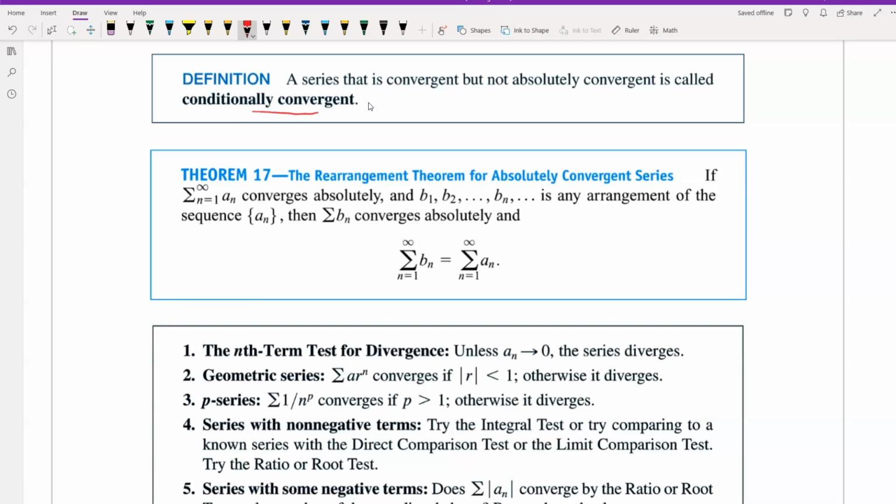Theorem 17, the rearrangement theorem for absolutely convergent series. If the sum of a sub n from 1 to infinity converges absolutely, and b sub 1, b sub 2, to b sub n, and this goes to infinity, is any rearrangement of the terms a sub n, then the sum of b sub n converges absolutely, and the sum of b sub n from 1 to infinity is equal to the sum of a sub n from 1 to infinity.